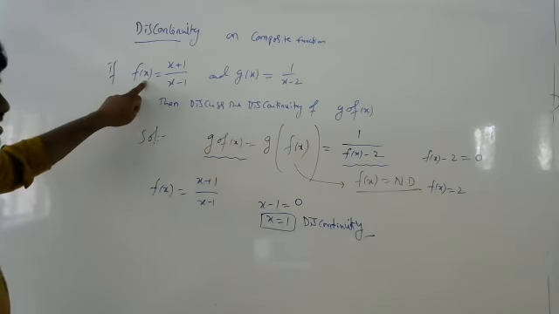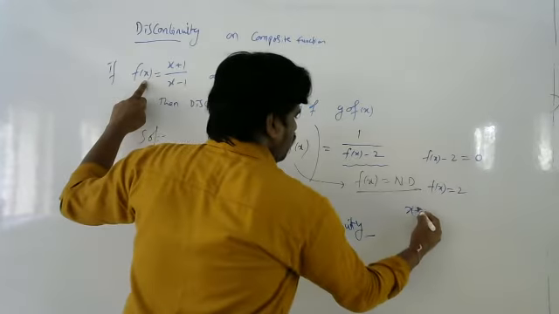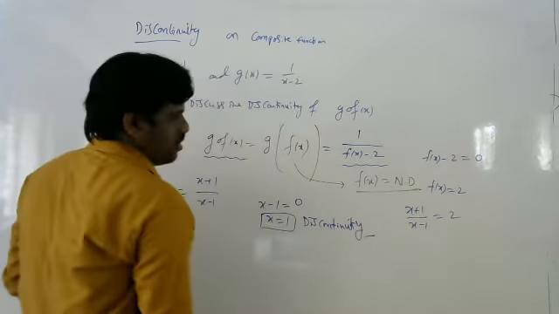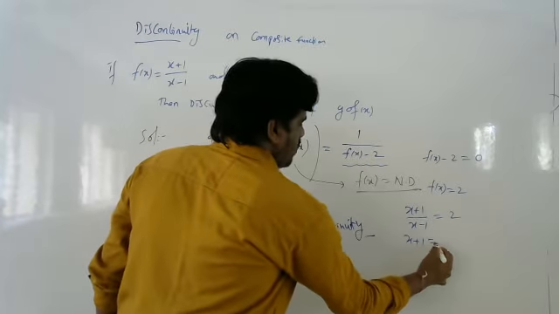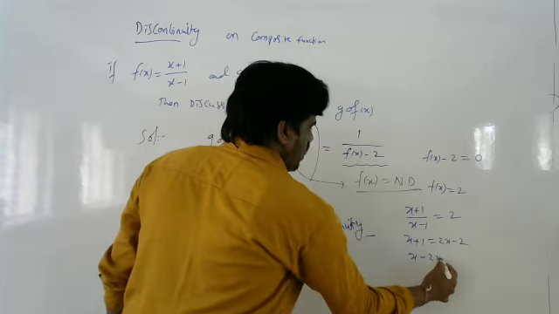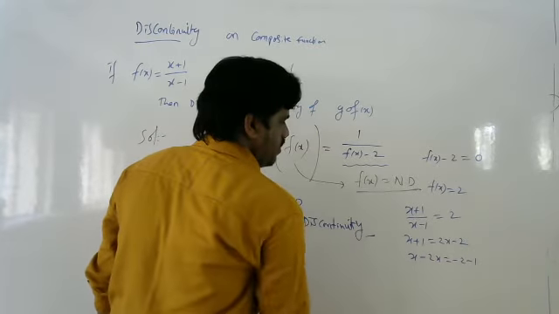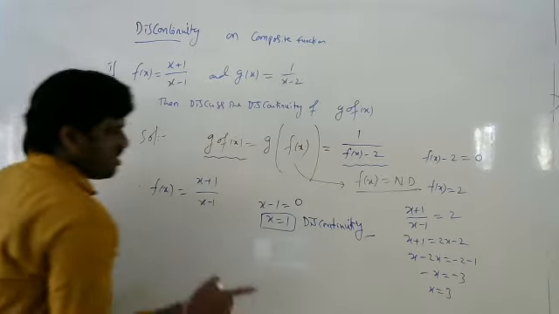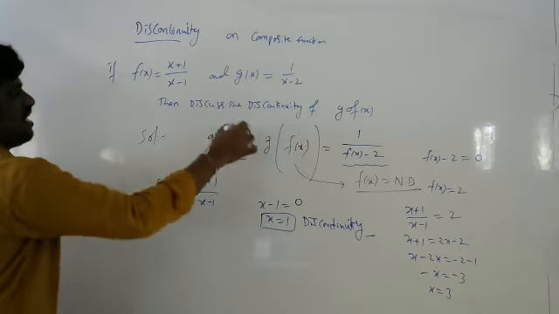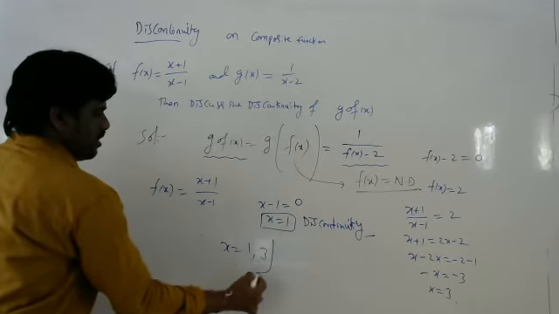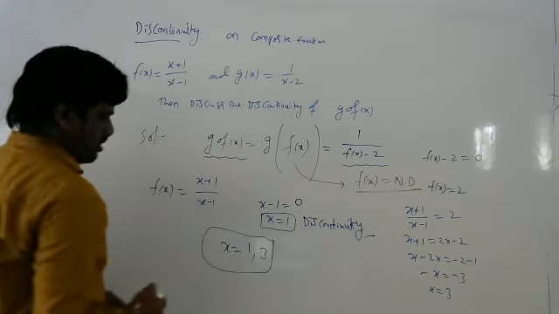So what is f of x here? (x plus 1) upon (x minus 1) is equal to 2. If you solve, x plus 1 is equal to 2x minus 2. x minus 2x is equal to minus 2 minus 1. Minus x is equal to minus 3. x is equal to 3. Therefore, g circle f of x is not defined at x is equal to 1, 3. These are the points of discontinuity.